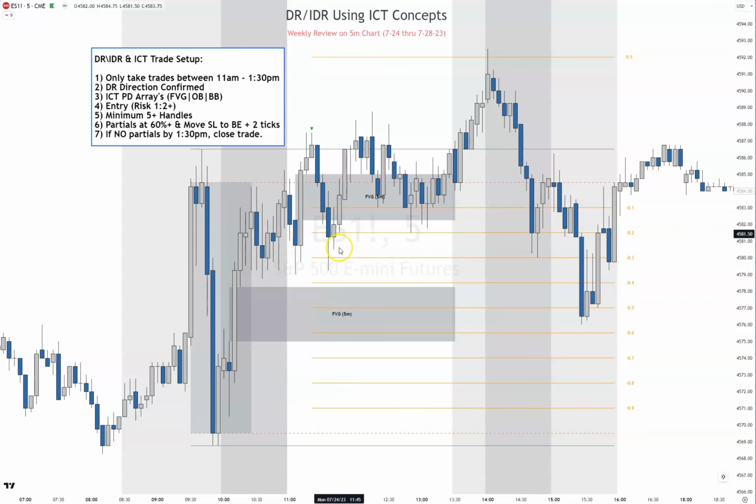If it doesn't hit it, then I'll get in on the second one based on structure. We have failed swings here. Price is obviously going higher. We want to see higher prices because DR is confirmed to the high side.